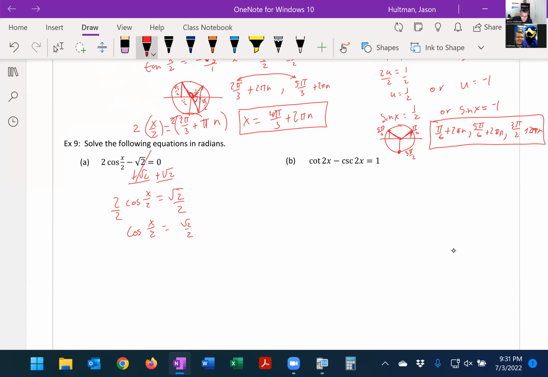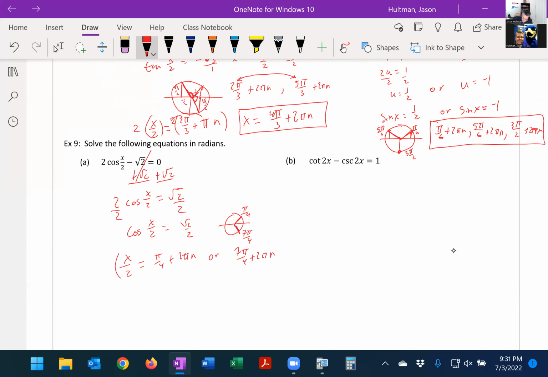So where's the cosine equal to radical 2 over 2? Again, going to the unit circle, the cosine is the x value. So this is going to occur at pi over 4 or 7 pi over 4. That's 2 pi minus pi over 4. So those are the 2 places where it's going to be equal. So we know x over 2 is equal to either pi over 4 plus 2 pi n or 7 pi over 4 plus 2 pi n.